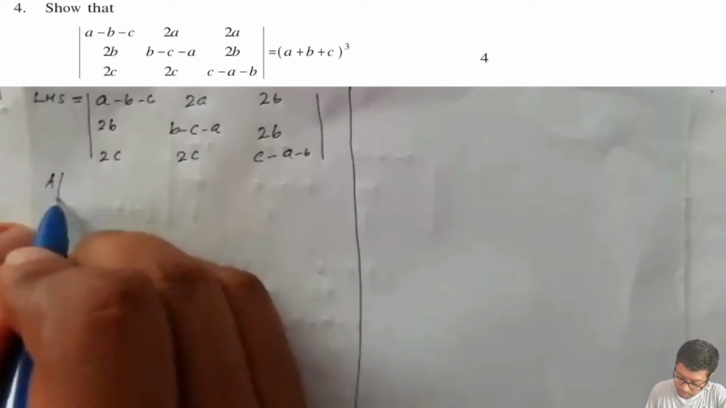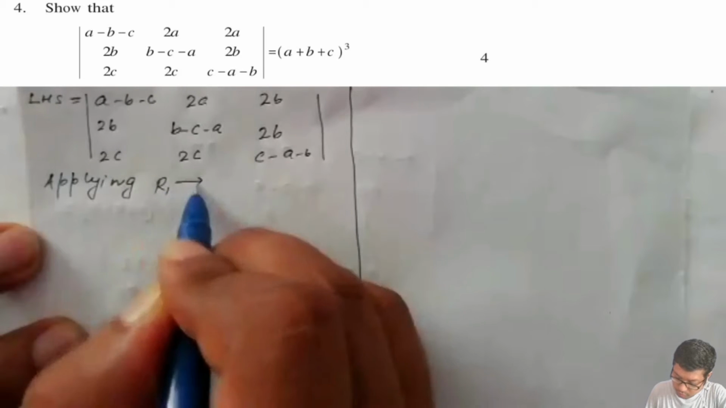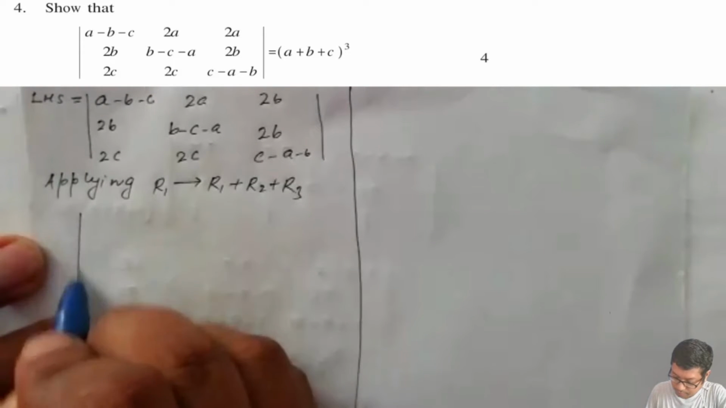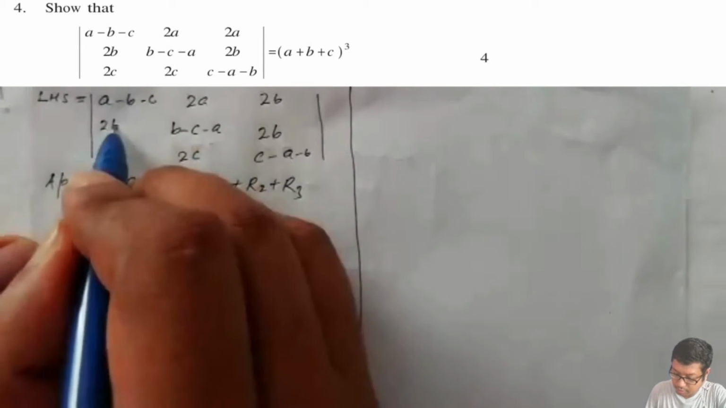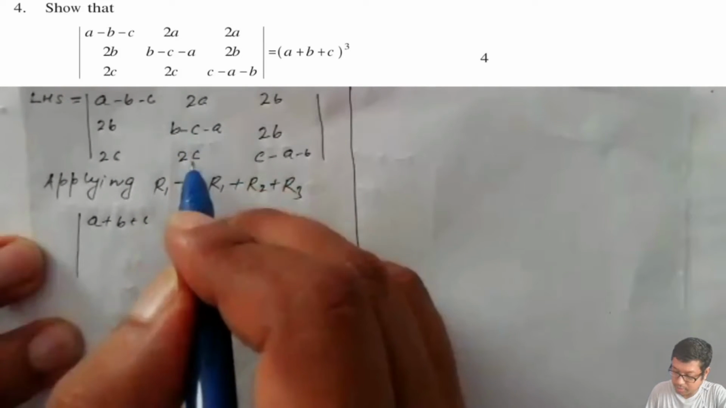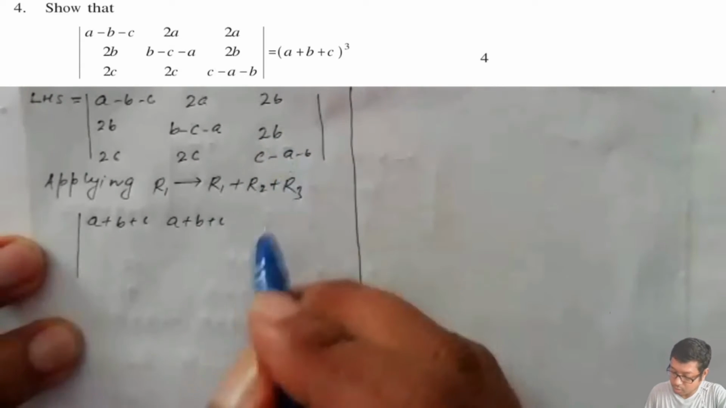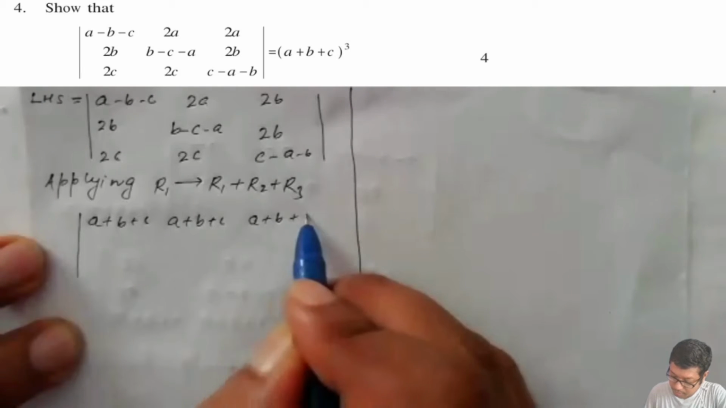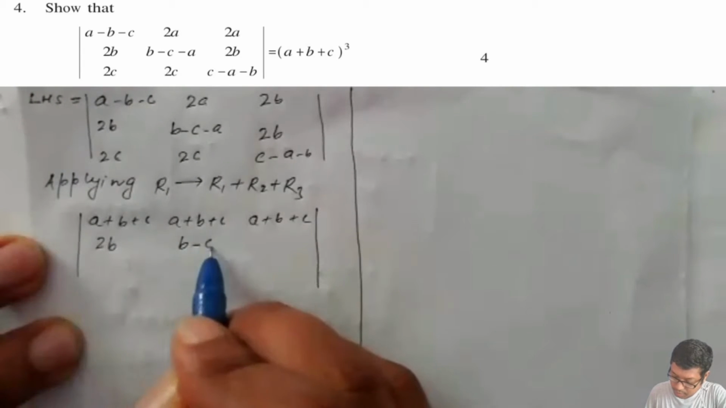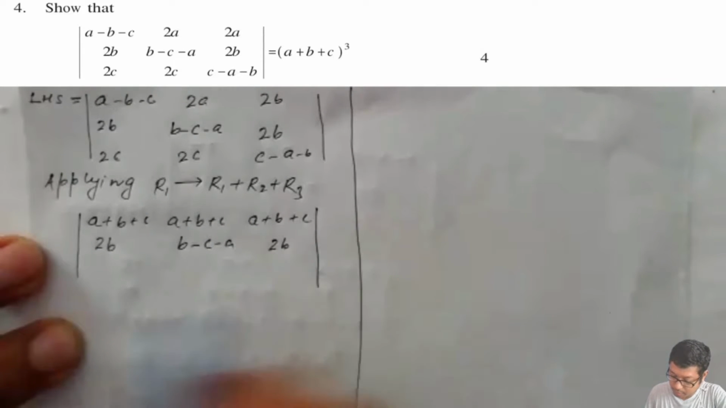So first I will apply R1 goes to R1 plus R2 plus R3. Then we have this plus this one plus this one, which will give us a plus b plus c. This plus this also gives us a plus b plus c. This and this will also give us a plus b plus c. Okay, and the rest of the rows will remain the same as we have not applied any transformation over row 2 and row 3. Okay, fine.